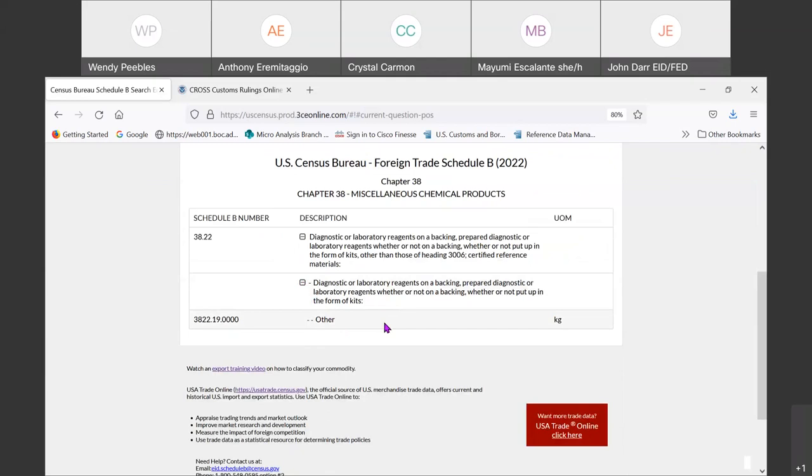Yeah, but as I mentioned before, export codes don't have binding rulings, so we can't say absolutely yes or absolutely no. But if you're doing your due diligence and you're classifying your products to the best of your ability and you're not intentionally misclassifying them, then you shouldn't have any problems. All right. Perfect. Thank you. Okay.